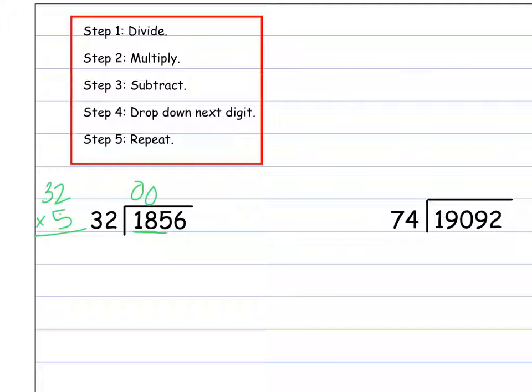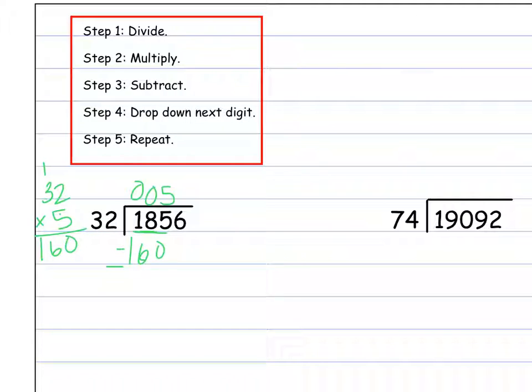So 5 times 2 is 10, regroup my 1. 5 times 3 is 15, plus 1 is 16. So it's 160. If I added another 32, that would be over 185. So it fits in there 5 times. 5 times 32 is 160.